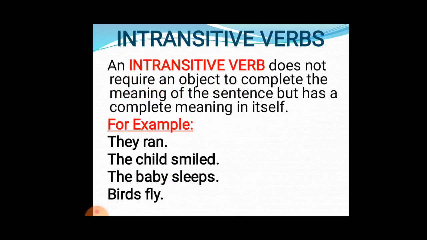Now intransitive verb. An intransitive verb does not require any object to complete the meaning of the sentence, but has a complete meaning in itself. So it doesn't need any object. For example, they ran. Now this is also a complete sentence, isn't it? They ran. The child smiled. The baby sleeps. Birds fly. So all these are intransitive verbs, which don't require any object.